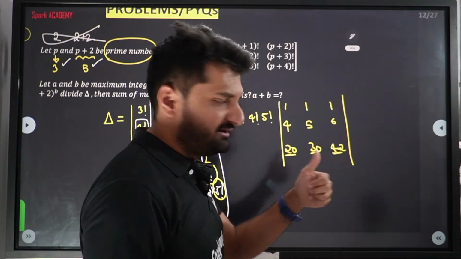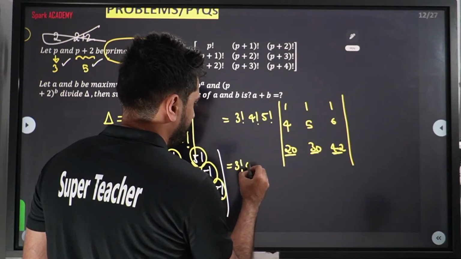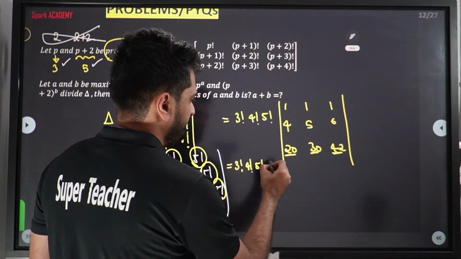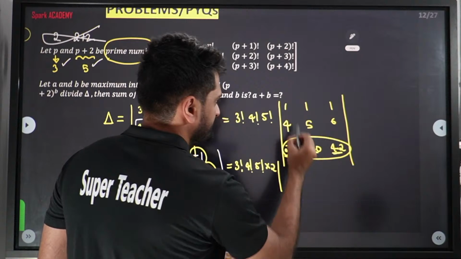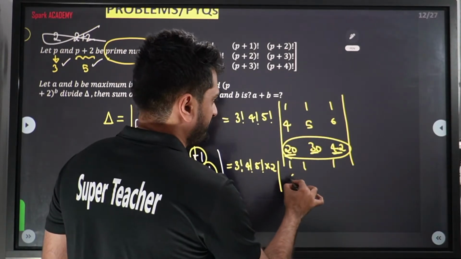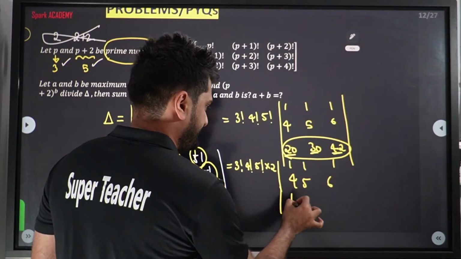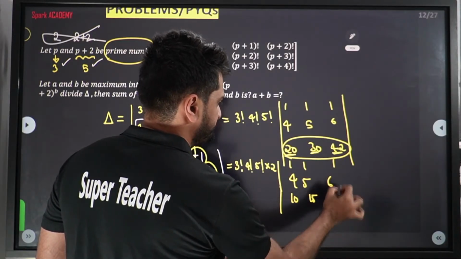Will it go in 2 table? Yes. So now what can I write, 3 factorial into 4 factorial into 5 factorial into 2, taking common in this row. So now we have got 1 1 1. We have got 4 5 6. We have got 10 and 15 and 21.